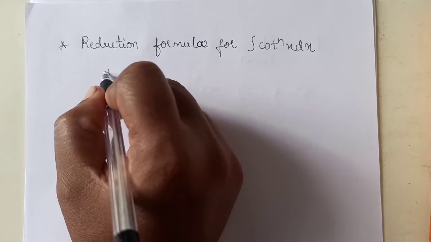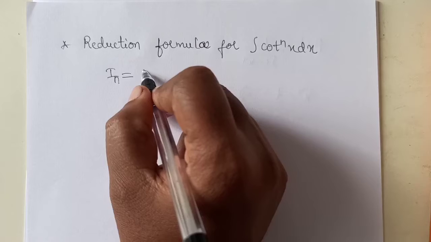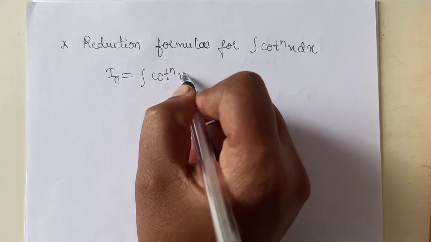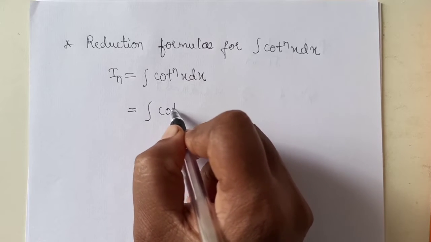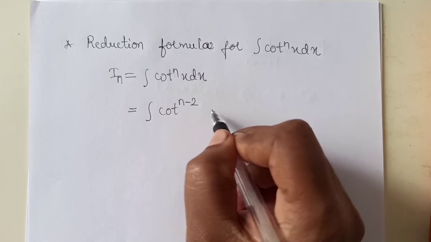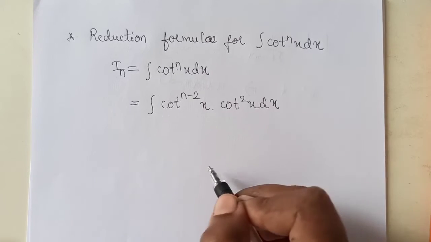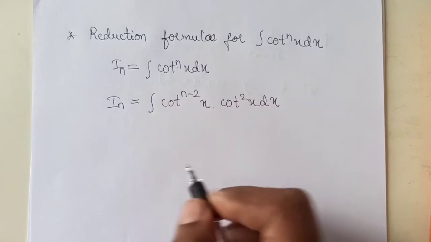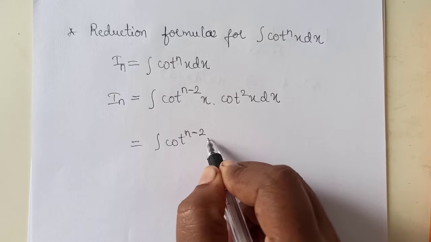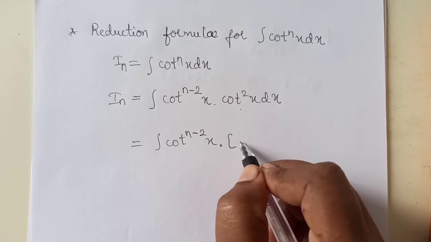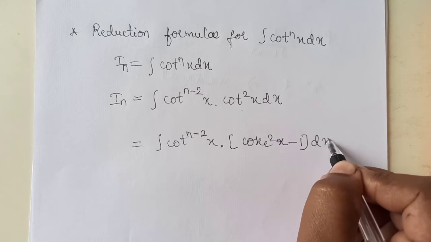So first let the given integral be I_n equals integral cot^n x dx. Now this can be written as cot^(n-2) x into cot^2 x dx. Okay. So now integration of cot^(n-2) x, keep as it is. In the place of cot^2 we can write cosec^2 x minus 1, into dx.